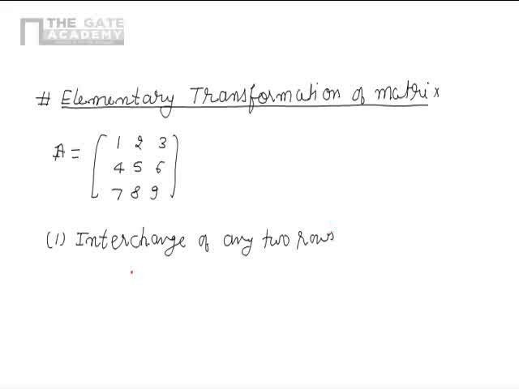It means I can apply the elementary row operation R1 interchange with R2 in the given matrix. Then I will get 4 5 6, 1 2 3, and 7 8 9. So this operation I can apply in the matrix. I can interchange any two rows.